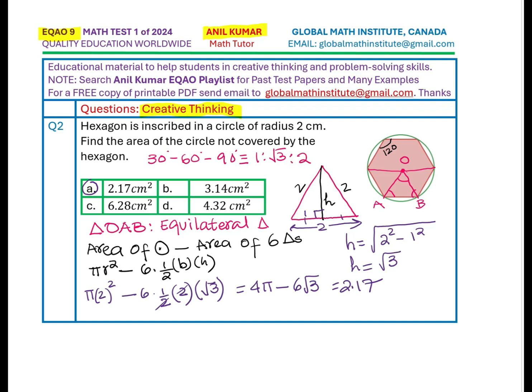Area of one triangle is half base into height. 6 triangles is times 6. Area of circle is pi r square. And so we got the area which was not covered, which is not shaded. So that is how we are going to solve it. I hope it is absolutely clear.